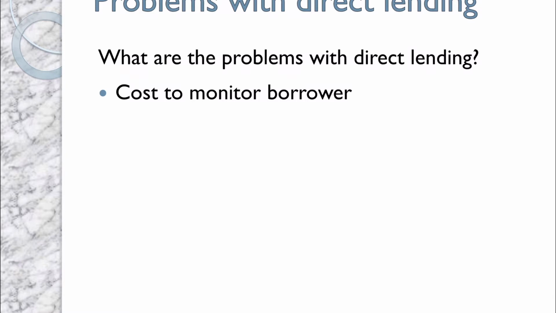So, one of the biggest problems with this direct lending is the cost to monitor the borrower. So you need to monitor, are they going to repay you? What are they investing your funds in? So this cost is not just time, but also money. That could be a big problem when you consider this direct lending.